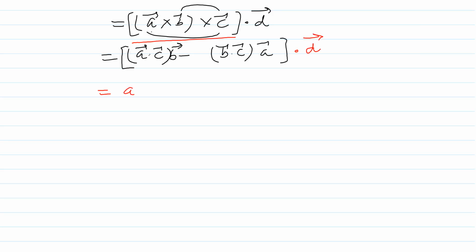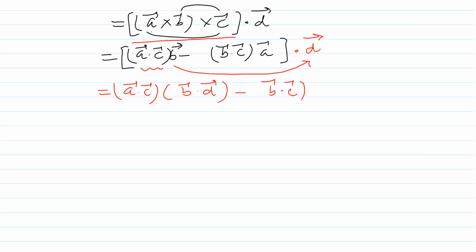So you can write this as A dot C, this value is scalar, and B and D are vectors. There is a dot operation between them, meaning scalar product. So you can write this as B dot D minus B dot C, and then taking the dot product of these two, A dot D. So finally we have proved this result.